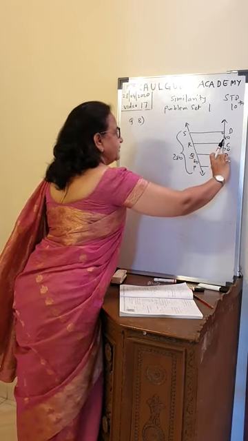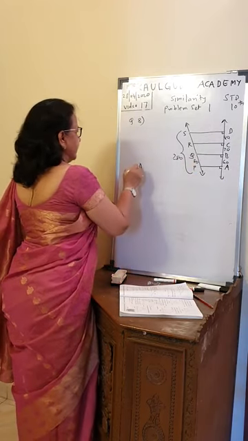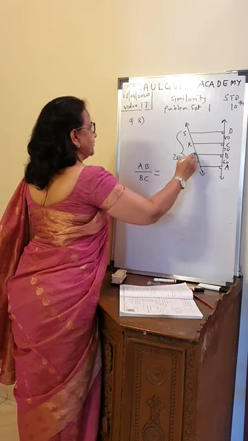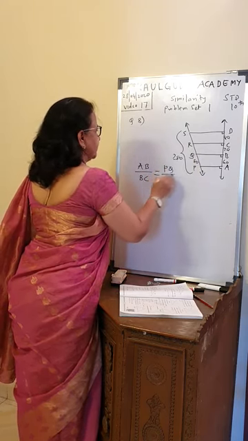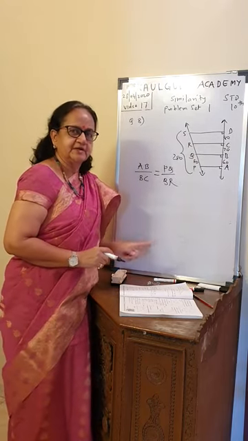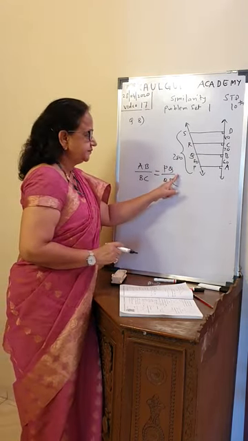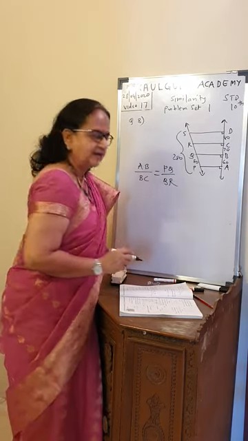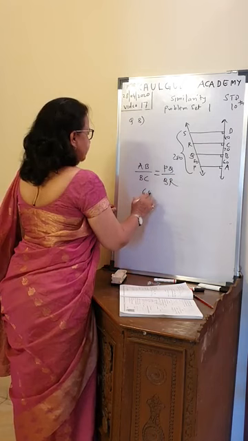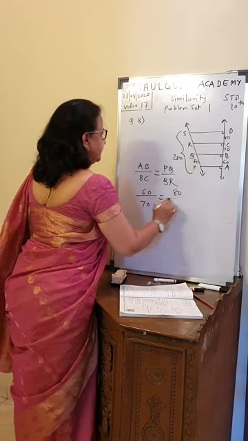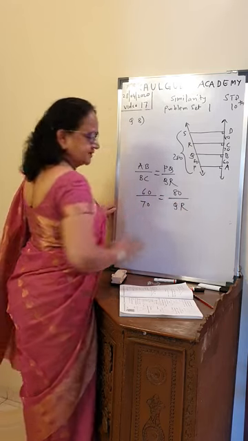Second was now AB upon BC. AB upon BC would be equal to PQ upon QR. This calculation in the last video I had not completed, so let us check that. Put dots, put a bracket and write the reason: property of parallel lines. Now AB was 60, BC was 70, PQ we got 80, and QR we are trying to calculate.